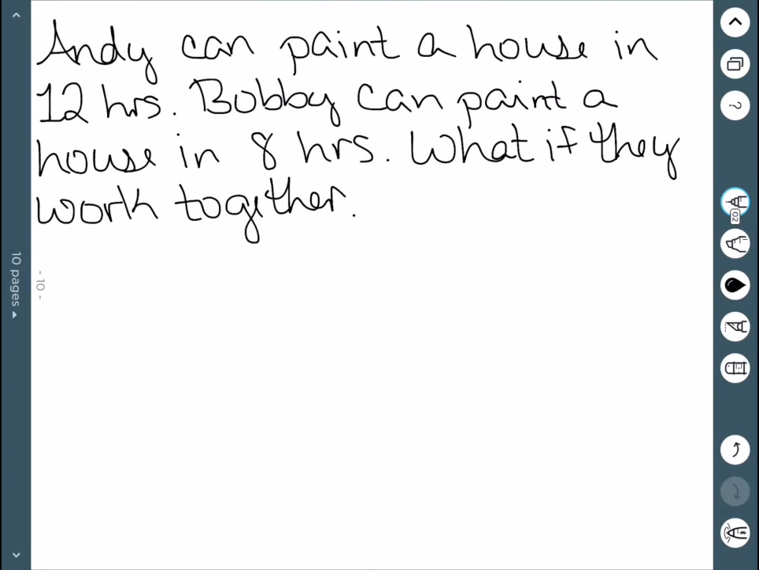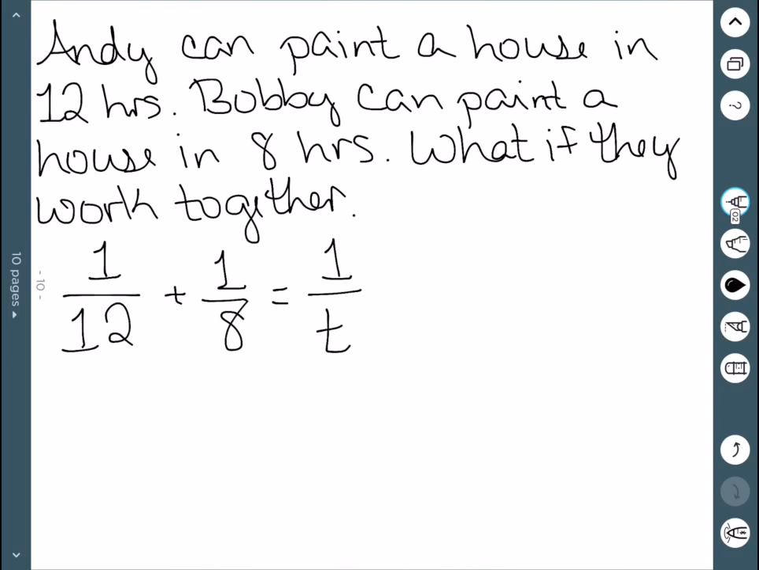Let's assume that Andy can paint a house in 12 hours. Bobby can paint the house in 8 hours. We want to know how long it would take if they tried to work together. Well, Andy does it in 12 hours, and Bobby does it in 8 hours. And this should be equal to their total time, T. We may want to simplify this a little bit. 1 over 12 plus 1 over 8.